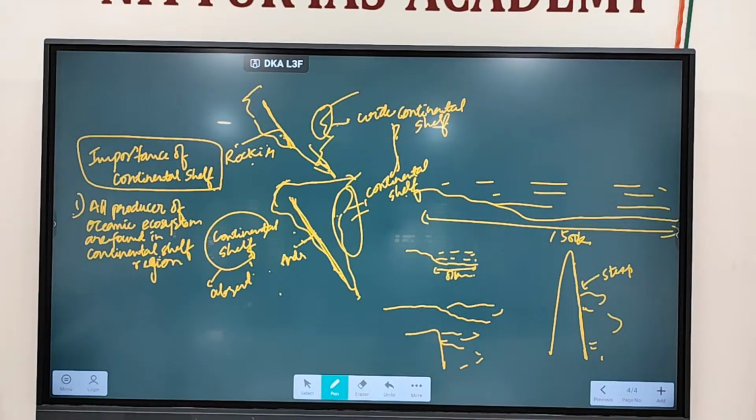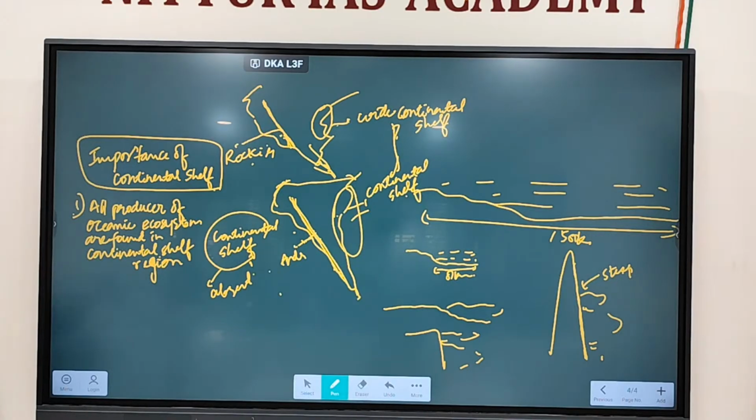Fine. So why all producers? You know that producers require sunlight. Photosynthesis will only happen if there is sunlight. Like on the land, how does the food chain start? On the land, the food chain starts with the plants. From the plants come herbivores, carnivores, omnivores. That is how the food chain goes. So in the ocean also, algae and others require sunlight. They can prepare their food only with the sunlight.